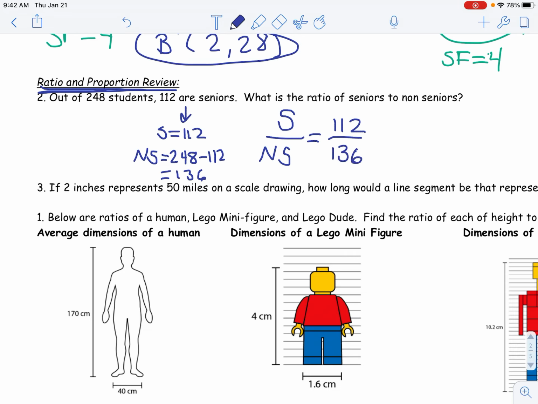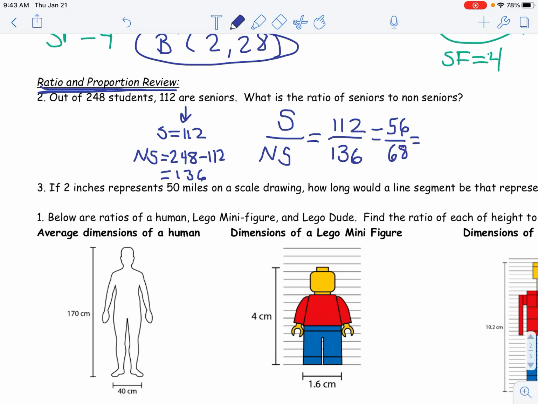Now we've got to reduce this. What's the greatest common factor between 112 and 136? Truthfully, I'm not sure off the top of my head. I could make some educated guesses, but since these are both even, I know I can divide both by 2. What's 112 divided by 2? 56. What's 136 divided by 2? 68.